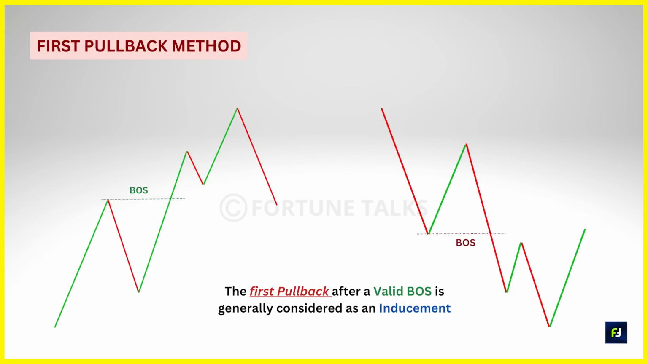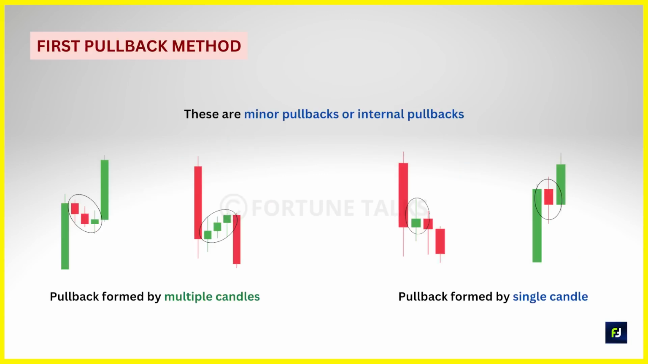The idea is quite simple. An inducement is considered as the first pullback after a valid break of structure has happened. These pullbacks are minor pullbacks or internal pullbacks, which can be formed using a single candle, a group of candles, or even a deep wick. You can see the different types of pullbacks that you can find on charts here.